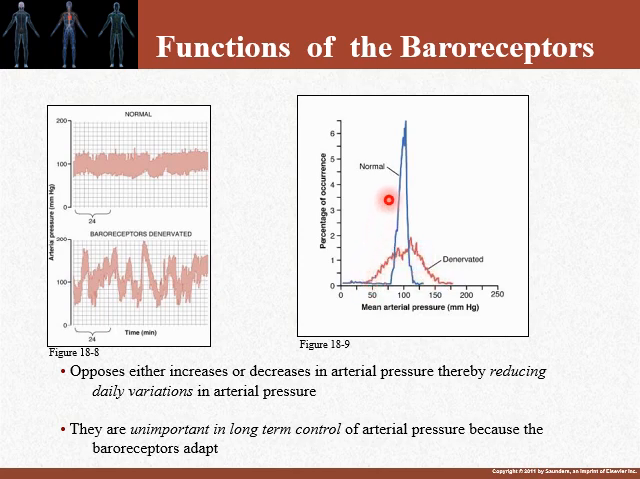اوكي، اذا هم ما بيتجمعوا حوالين النورمال، بالعكس هم متناثرين. ال values of blood pressure sometimes very high sometimes very low، يعني شويه من الوقت بيكونوا نورمال. اوكي، اذا في هاي الحاله لما نعمل denervation للبيروريفلكس بيكون في high variation, daily variation in blood pressure. So we can actually conclude that the baroreflex is very important in maintaining constant arterial blood pressure during the day, during the different activities that anyone can perform.